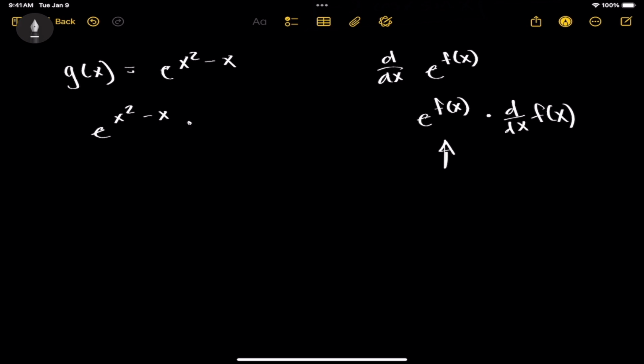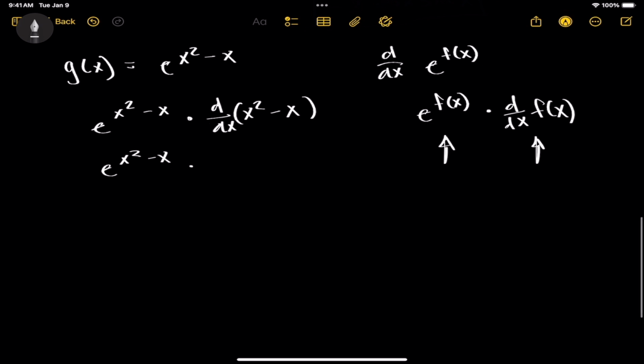Then we have to take the derivative of the inner function. Well, as I wrote also on the right, we have to take the derivative of the exponent, which is x squared minus x. Let me rewrite the derivative here: d over dx of x squared minus x. All right, and that is simply going to be e to the power of x squared minus x, times 2x minus 1, and that is our final answer.